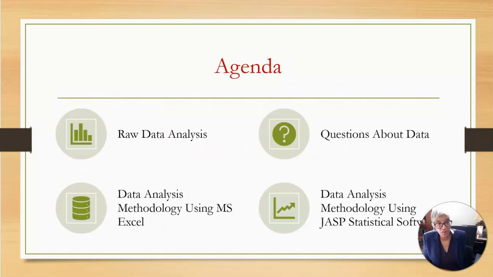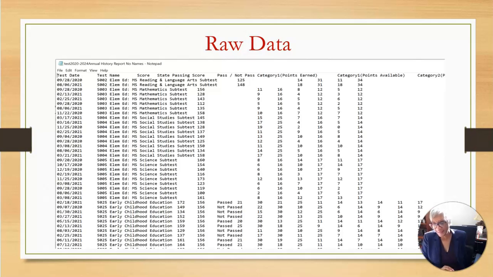So in terms of an agenda, we're going to talk about my raw data analysis, the questions that I had about the data, and look at my data analysis methodology, both using Microsoft Excel and using the JASP statistical software. So here is just a snapshot of the raw data. And the first thing I noticed about it was all of the missing data. And as you scroll through the records, you find out that there was quite a lot of missing data.